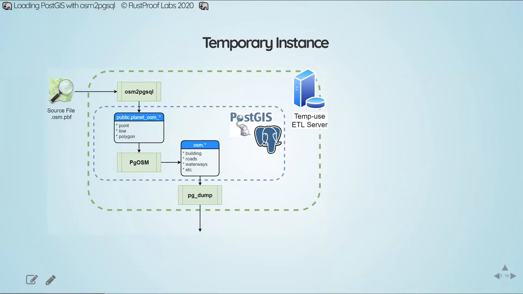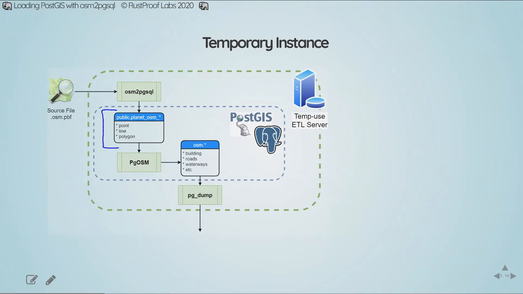So OSM to PGSQL pulls in the PBF file on the top left, and it loads data into those three tables that we had looked at earlier, the point, line, and polygon tables. In my processing, I have another step that runs after this that handles the transformations. That's the PgOSM project that I've started. What it does is convert the semi-structured data set from OpenStreetMap into a much more structured data set designed for relational database usage. The semi-structured key value pairs just aren't sustainable for large scale analysis, and if you like relational databases and are familiar with normalized data structures, those semi-structured data sets can be quite tricky to work with. So I do that extra set of transformation. I won't talk much more about that today.